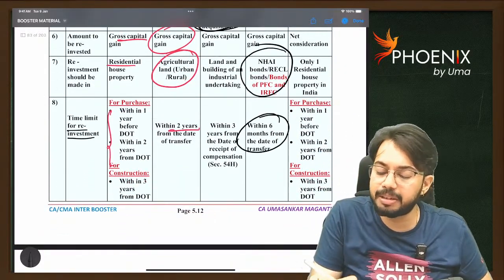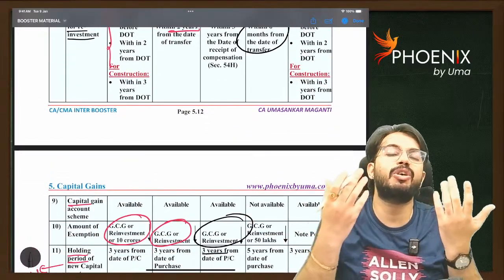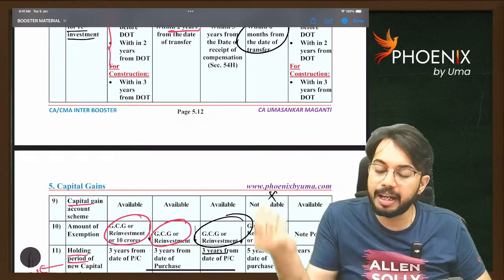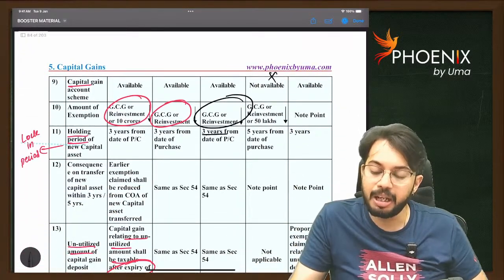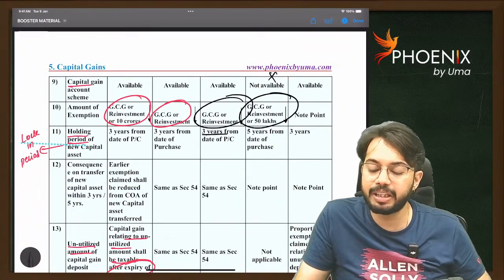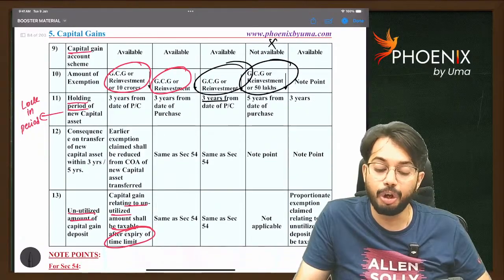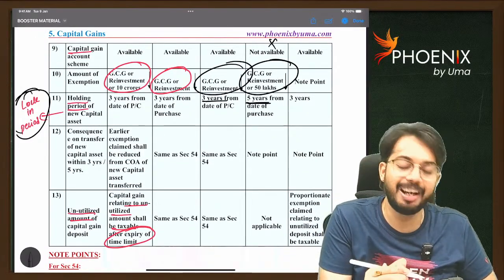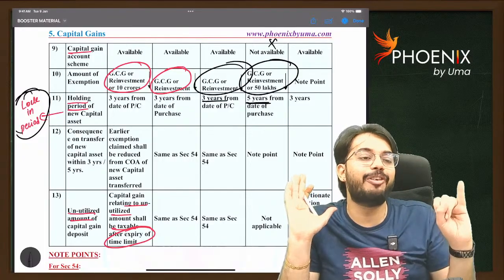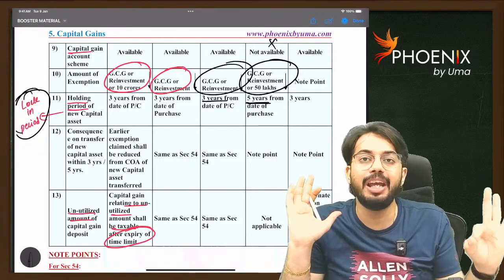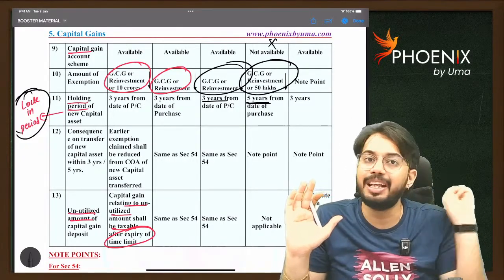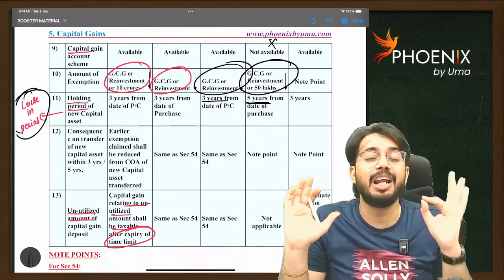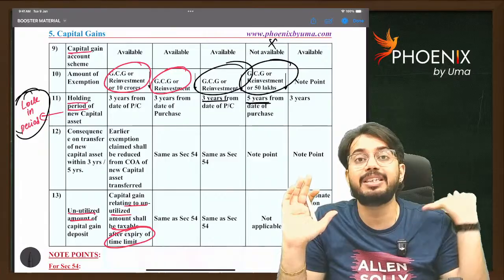Time limit for reinvestment is within 6 months. As the time limit for reinvestment is very low, only 6 months, capital gains account scheme is not available. Exemption is capital gain or reinvestment or 50 lakhs, whichever is lower. Holding period, lock-in period is 5 years. Generally under 54, 54B, 54D, the lock-in period is only 3 years. But under 54 EC, lock-in period is 5 years.